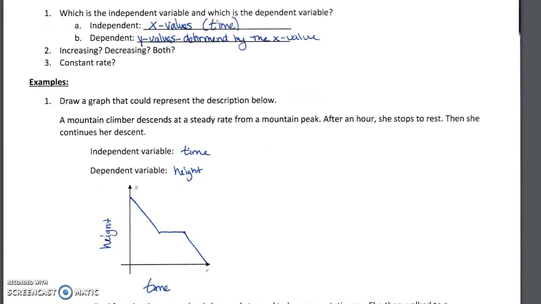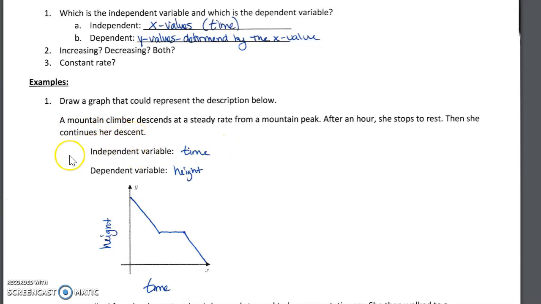It says, draw a graph that could represent the description below. A mountain climber descends at a steady rate. So right there, steady rate means that the rate is going to be consistent, but descending means that it's going down. So it's consistently going down from a mountain peak. After an hour, she stops to rest. Then she continues her descent. She continues to go down.